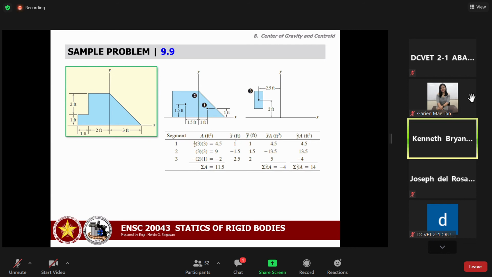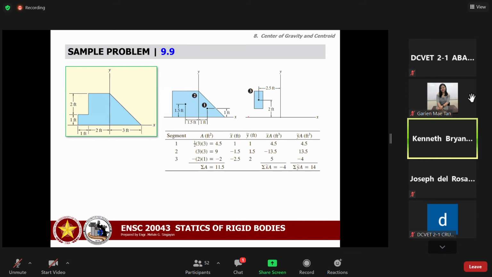For the second segment, since this is a square, this is just b over 2 and h over 2. If this is 3 feet, the location of the centroid is 1.5 feet and 1.5 feet. But since this centroid is found to the left of the origin, it is negative. Then y curl is 1.5 feet, because it is above the origin, positive.